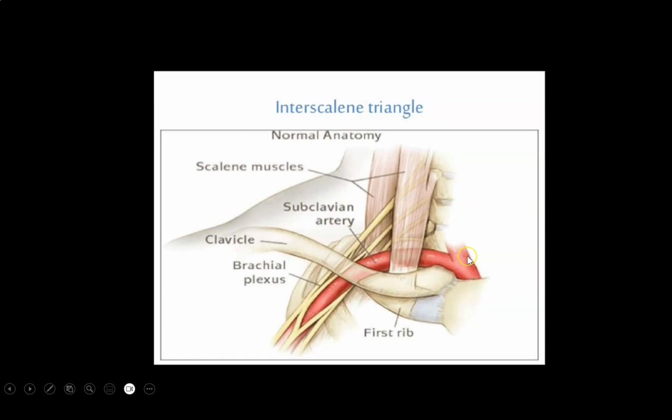So we have here, from proximal, the first part of the subclavian artery, which is medial to the scalenus anterior. The second part is posterior to the scalenus anterior. The third part is lateral to the scalenus anterior, and the brachial plexus is here.